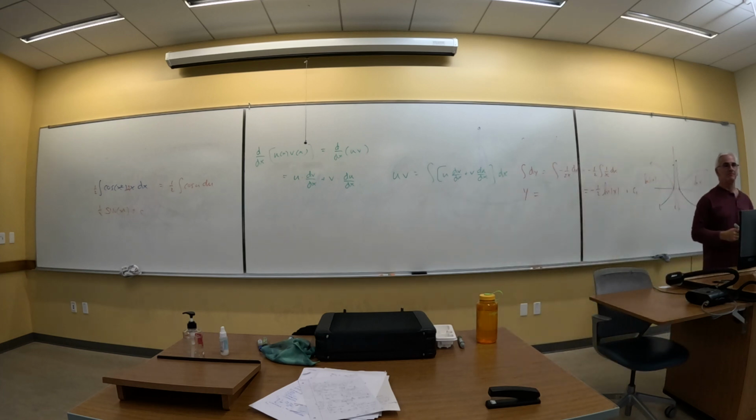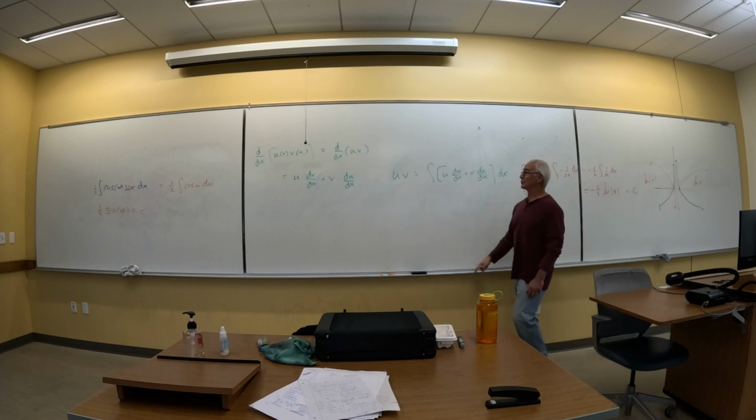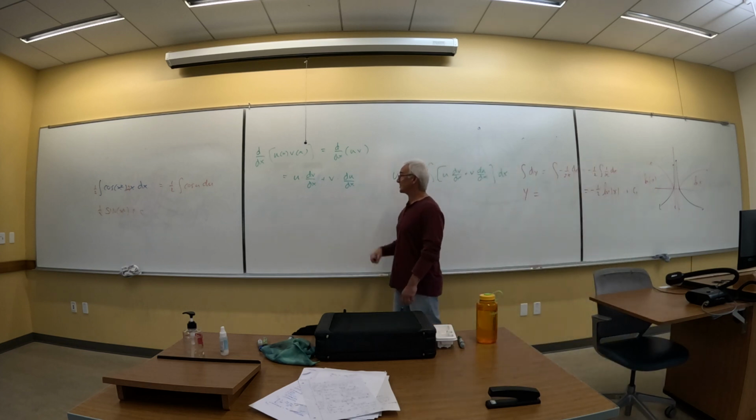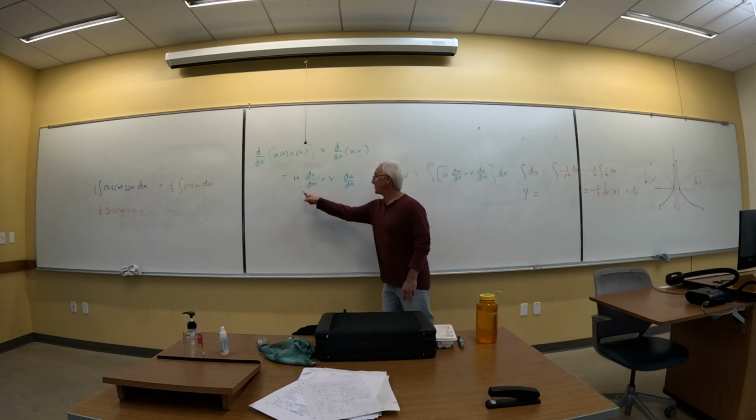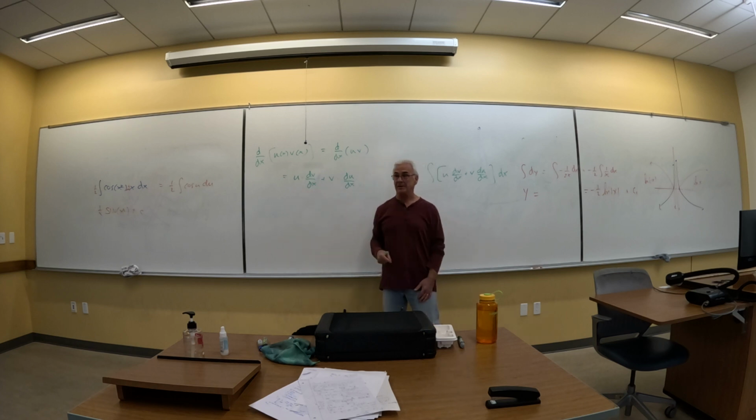Are you okay with that statement? If I integrate the derivative, don't I get back the original function? There won't be any plus c's until I actually finish the right side, so don't worry about the plus c's. Everybody okay with that? If the derivative of u times v is this, then the antiderivative of this should be u times v. Okay.